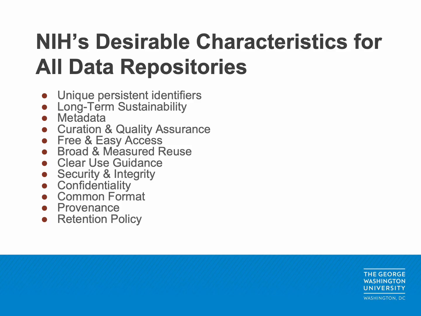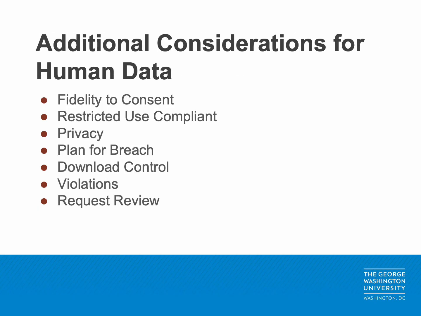Alongside the FAIR principle, the NIH has a list of desirable characteristics for data repositories. These include characteristics such as unique persistent identifiers, free and easy access, clear use guidance, confidentiality, and other qualities. There are additional considerations when archiving and sharing human subject data. This includes fidelity to consent, privacy, download control, and request review.